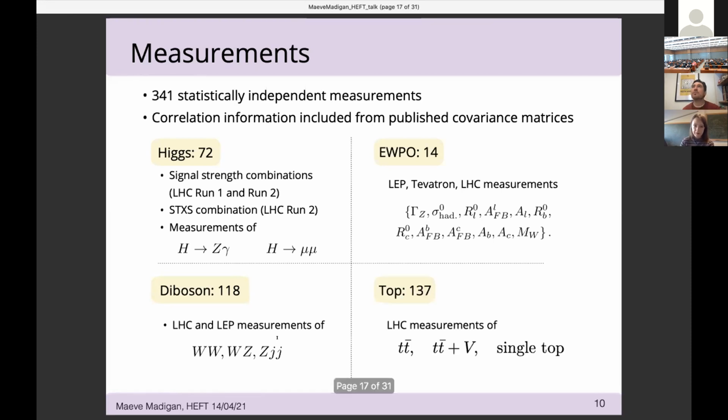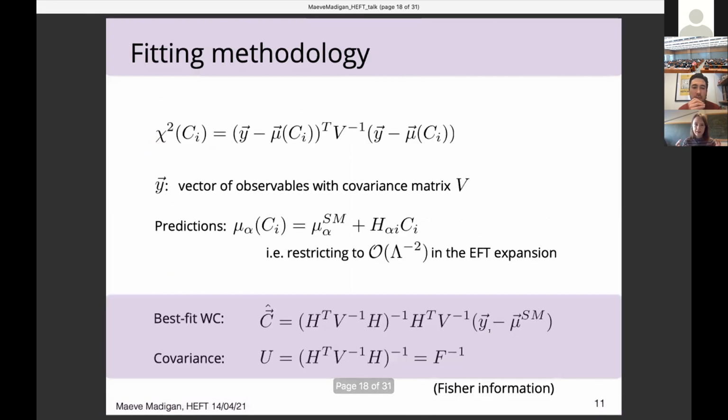And then finally, we have top measurements from the LHC, things like t t-bar production, t t-bar plus vector bosons, and single top. So with this data and our theory conventions, we can then start to combine them into a fit. Most of the results I'll show you come from a simple least squares fit. So we're fitting these Wilson coefficients by minimizing a chi-squared.